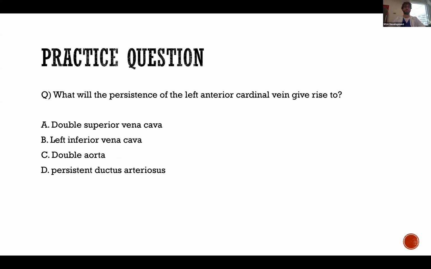Okay, what will the persistence of the left anterior cardinal vein give rise to? We said it, a double superior vena cava.